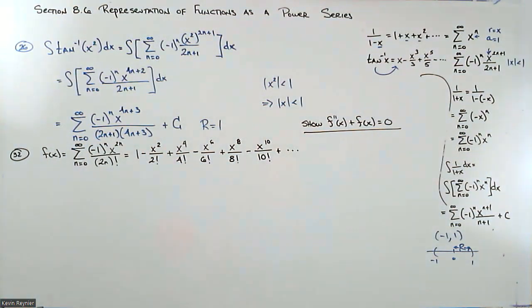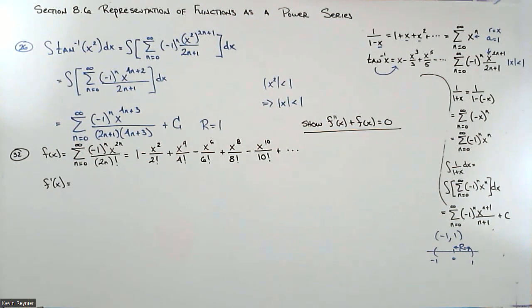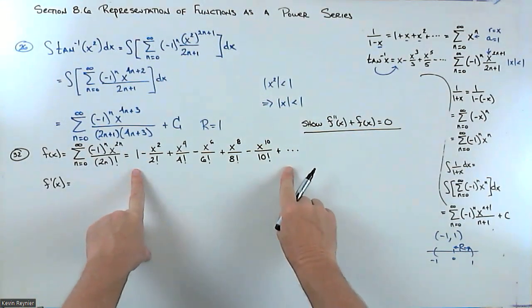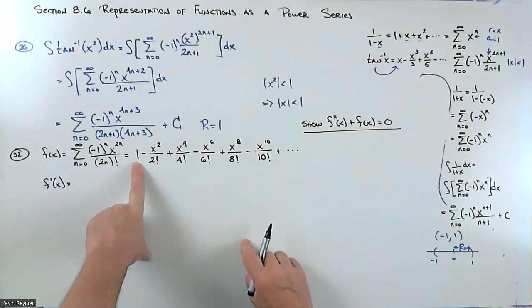Now, the easiest way to approach this and show that the second derivative plus the function equals 0 is let's just find f double prime of x. So what's f prime of x? Well, f prime of x is the derivative of this, right? That's what it is. The derivative of 1 is 0.